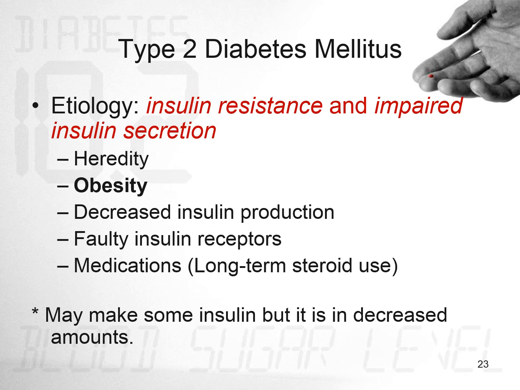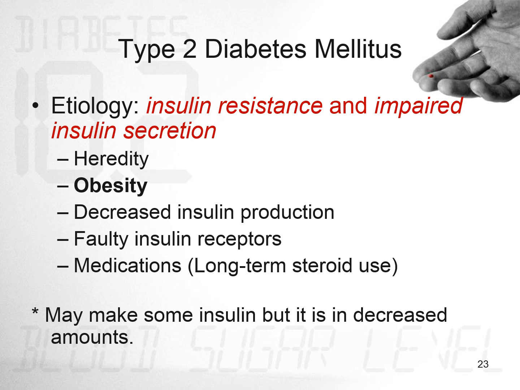Okay, so the etiology for type 2 diabetes is insulin resistance and impaired insulin secretion. It can be hereditary. Our main factor here is obesity. These patients have a decreased insulin production or faulty insulin receptors, or they could be on long-term steroid use, and that could cause them to have type 2 diabetes as well. They may make some insulin, but it's in decreased amounts.